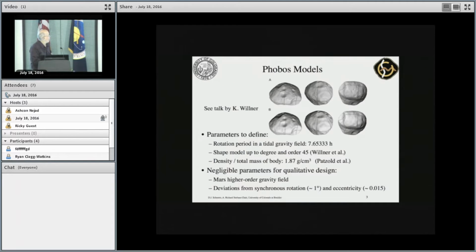Paper. There are other interesting dynamical phenomena that happen at Phobos, but for the sorts of dynamical analysis we're looking at, these are not so significant. These include the Mars higher order gravity field, which has a very small effect, and deviations from synchronous rotation. It's estimated that there's about a 1 degree libration that goes along with the eccentricity. Again, that's so small that the dynamical effect of that for motion in this environment is quite small.